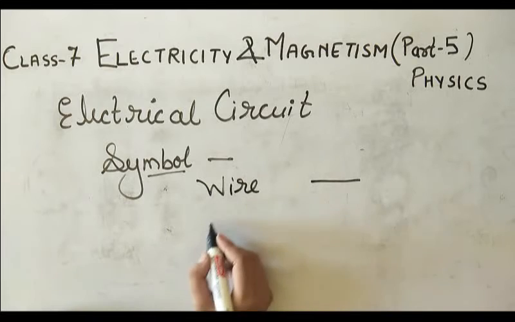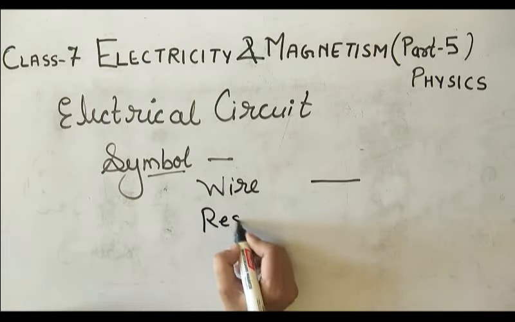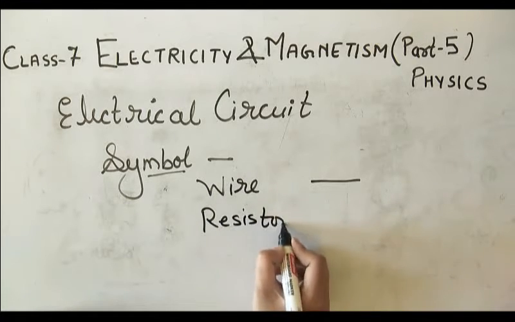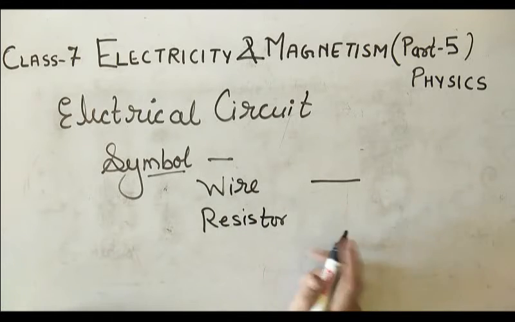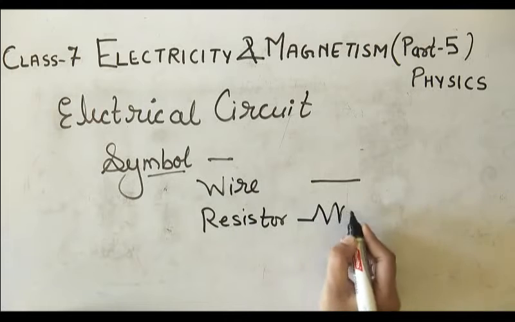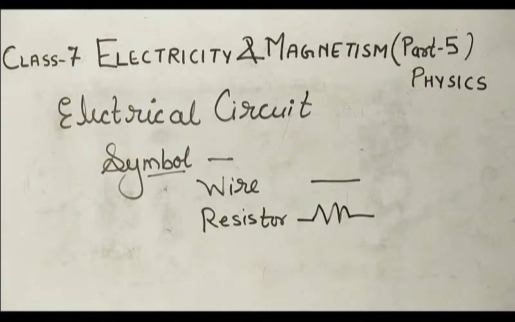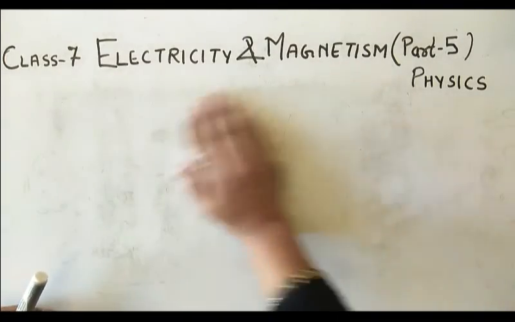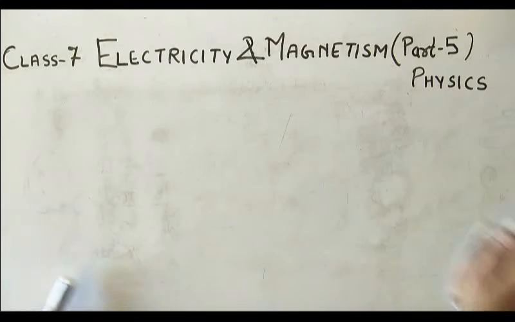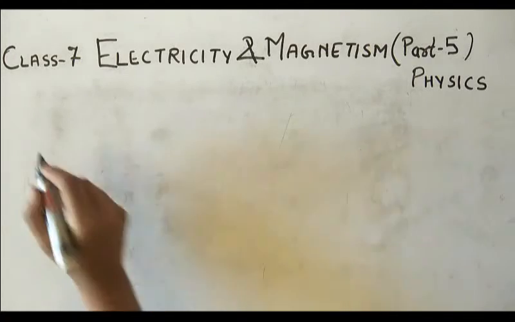And if you want to show the resistor, which I have taught you right now, this is the symbol for the resistor. Okay, like this. So in this way you can show the different symbols and use them for making electrical diagrams. Now let us see a very easy topic, the electrical conductors and electrical insulators.